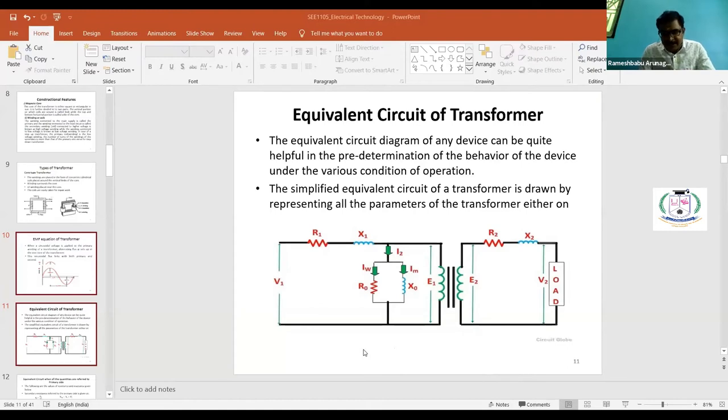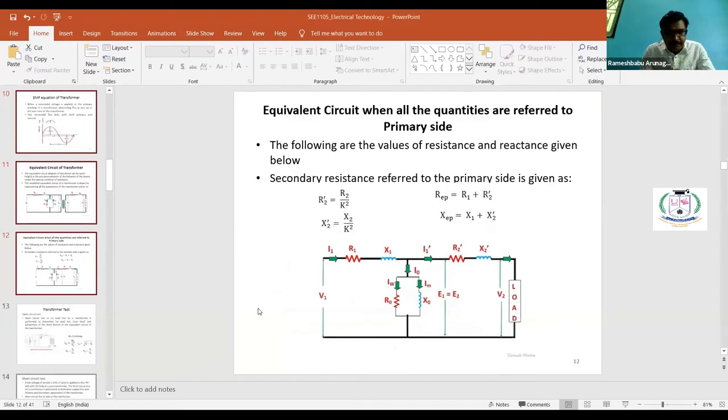To bring them to the primary side or secondary side, I need to transfer the parameters. So how to transfer the parameters? For example, see the equivalent circuit when all the quantities are transferred to the primary side. Now I want to transfer all the parameters to the primary side. You can see the diagram here. You can see R1, X1, no load parameters, and R2 dash, X2 dash. All the parameters which were available on the secondary side, I brought to the primary side. So it is called referred to the primary side.